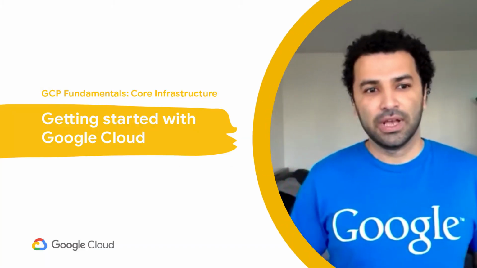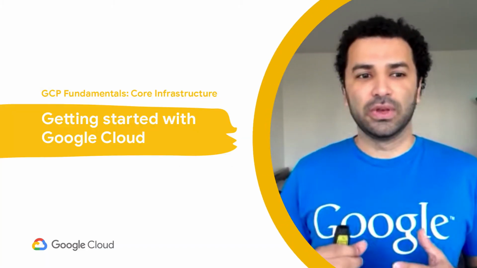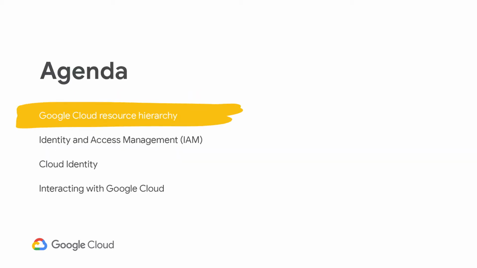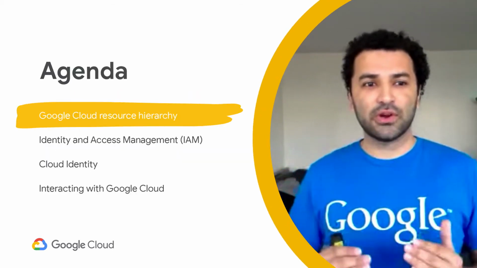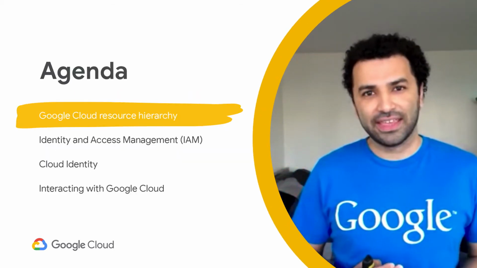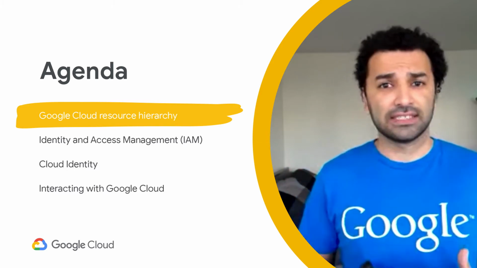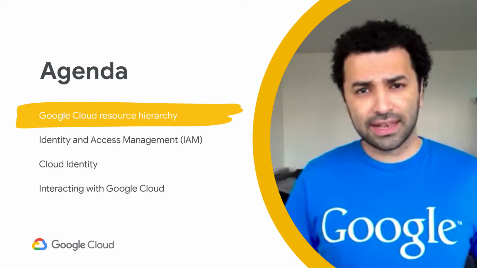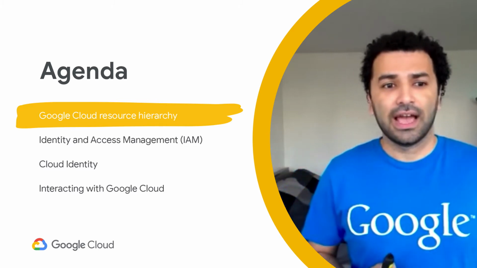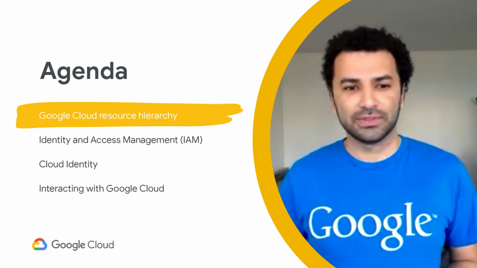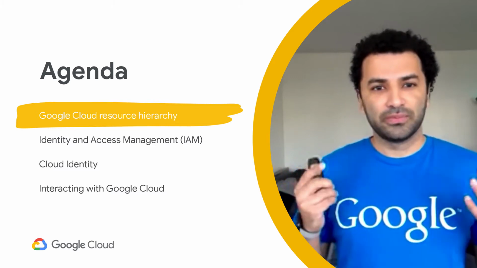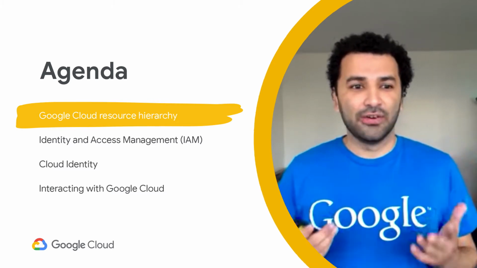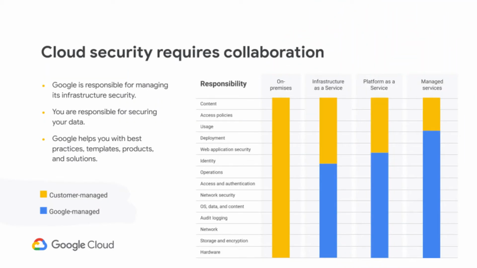Now, to continue, let's actually get started with Google Cloud. In this section, we are going to first talk about Google Cloud Resource Hierarchy, and then Identity and Access Management, IAM, and then we are going to explore what is Cloud Identity, and finally, how to interact with Google Cloud. So, to get started, let's first explore important security measures when you are using Google Cloud.